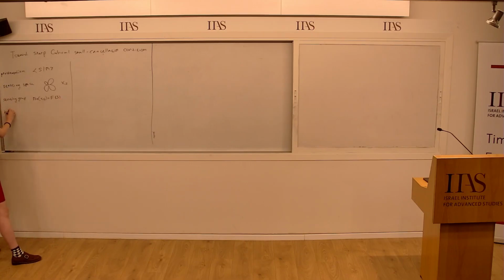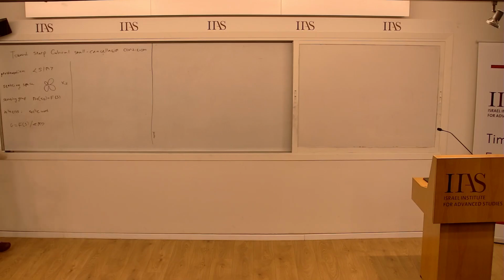Now, the relators will be just cyclic words, so closed paths in the space X_S. Now we want to keep the relators, so we glue a disk along every word that we want to be trivial. Algebraically, we get the group F_S modulo the normal closure of R.